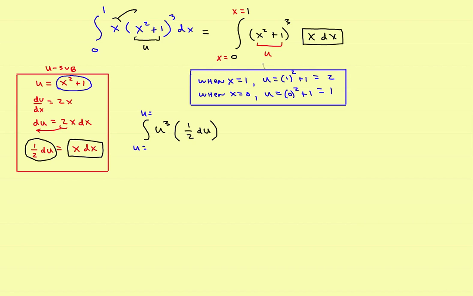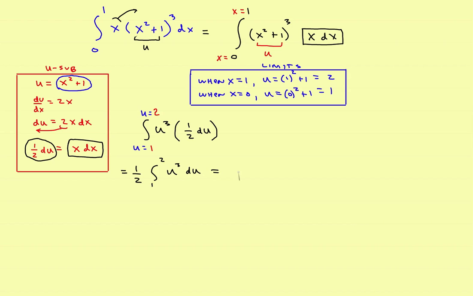Okay, now what this is, in the blue box, this is where I change the limits. So what this is going to do, it's going to go from when x is equal to 1, u is equal to 2, so put a 2 right there. When x is equal to 0, u is equal to 1, so put a 1 right there. So you've changed the entire thing from an x problem into a u problem, including the limits. Now just go ahead and solve this. So first of all, bring the 1/2 out in front. So it'll be 1/2 the integral from 1 to 2 of u cubed du.